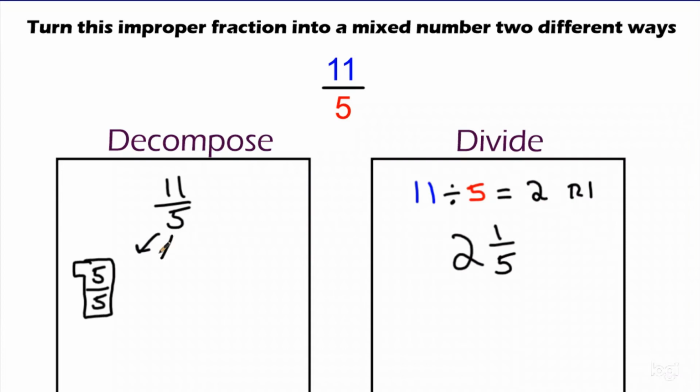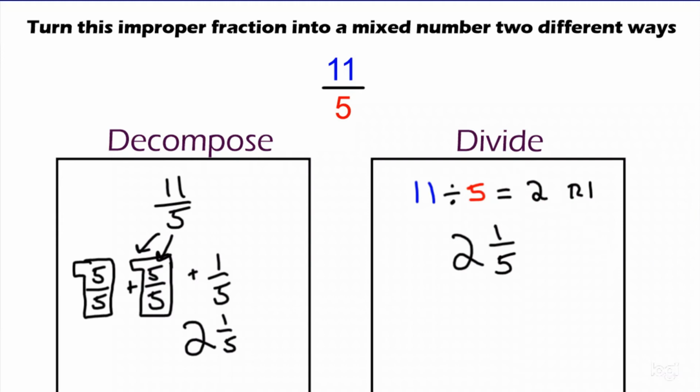Now I can take another 5/5 out, okay? And that's going to be another 1. The rectangle just kind of helps me remember that 5/5 is equivalent to 1. So if I decompose, if I take out 5/5 and then another 5/5, that's 10/5, which means I have 1/5 left over. And so again, I get the same answer, obviously, because it's 2 different shortcuts to do the same thing. I had 2 wholes, 2 ones, and 1/5 left over. So you see, no matter if I'm decomposing or dividing, I'm getting the same answer.